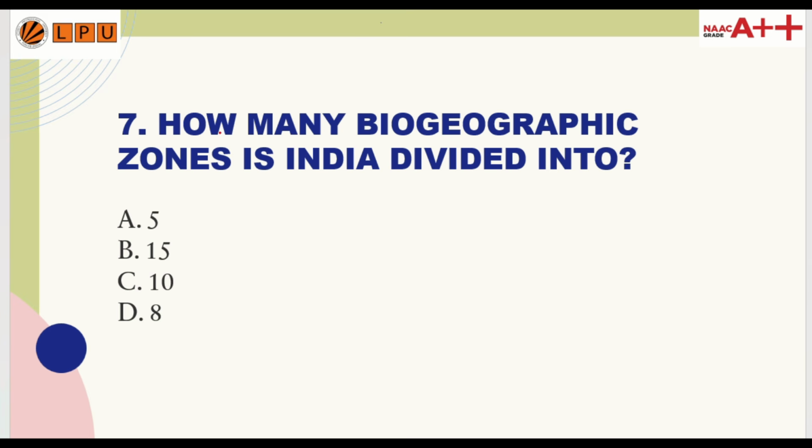Question 7. How many biogeographic zones is India divided into? Option A 5, option B 15, option C 10, option D 8. So the correct answer is option B 15.